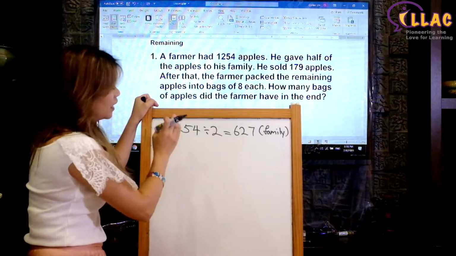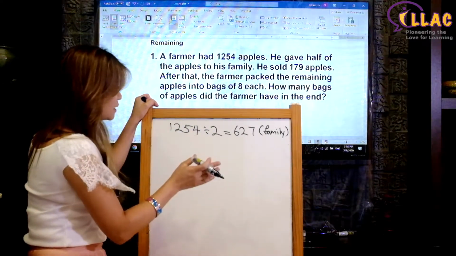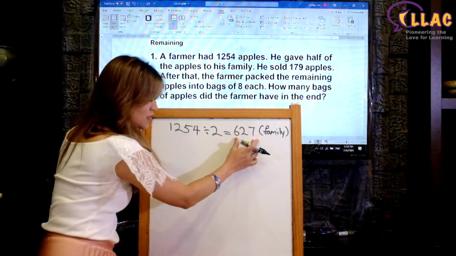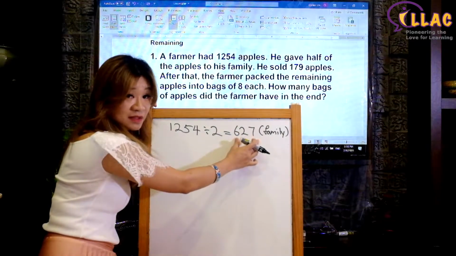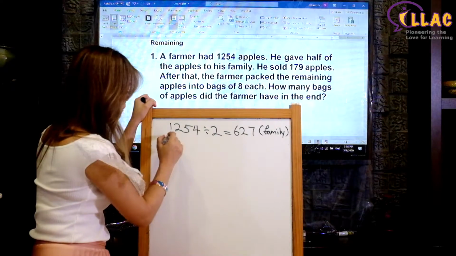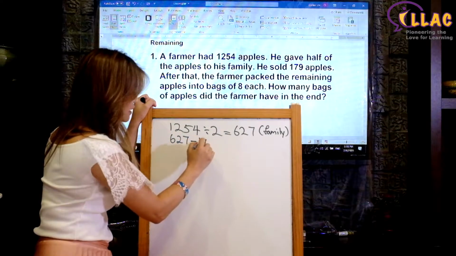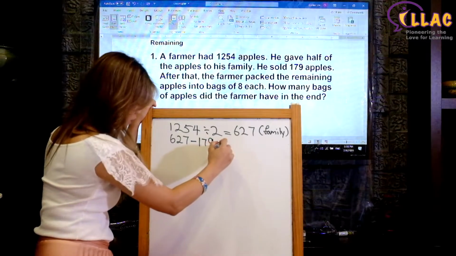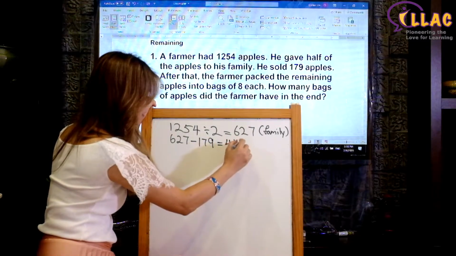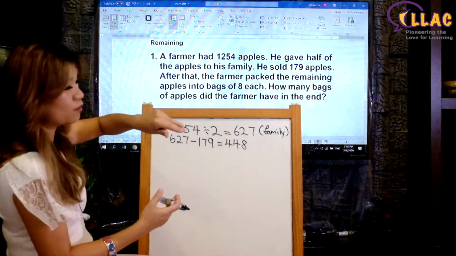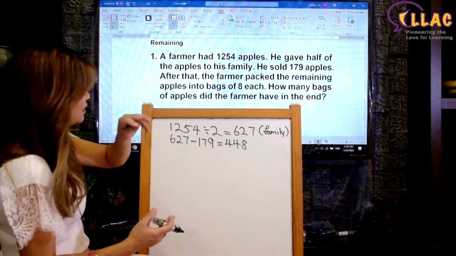He sold 179, which means, because you want to find the remainder, this one is given to the family, so it will also mean that this one is left. Correct or not? So 627 is left and you sold away 179. Therefore, you are left with 448. This will be the remainder after minusing how much you have sold, 179 apples.